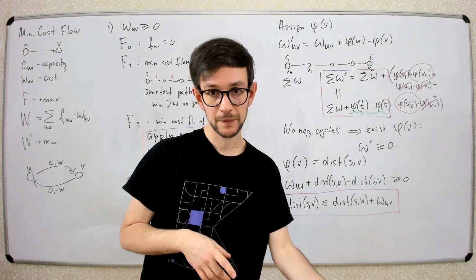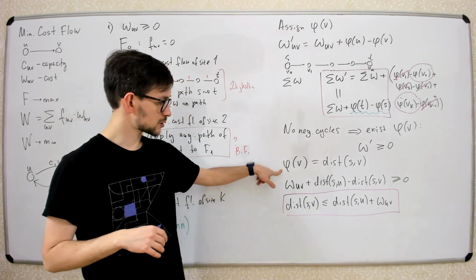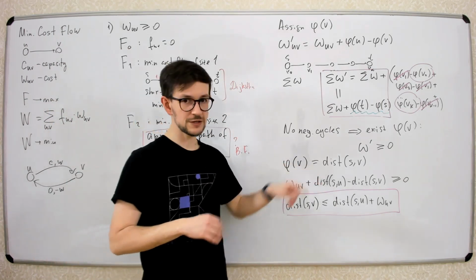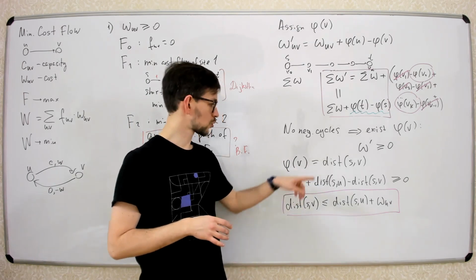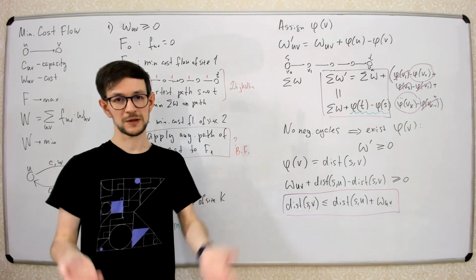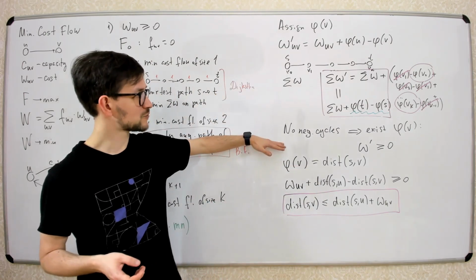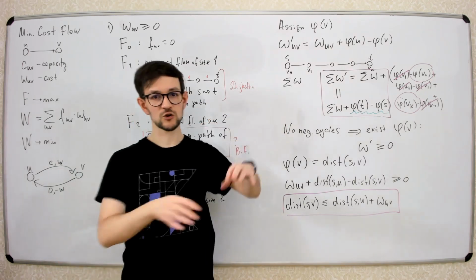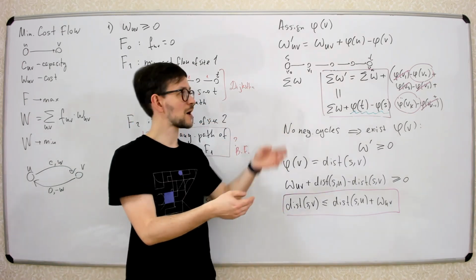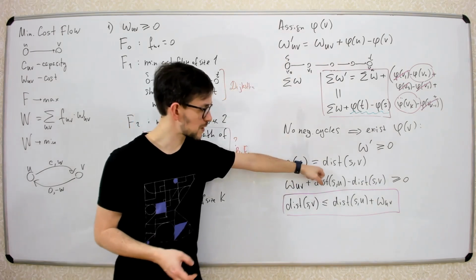But what's the problem here? The problem is that to find these potentials, I need to calculate the distances. And to calculate the distances in a graph with negative edges, I still need to run the Ford-Bellman algorithm. So basically what I'm doing here, I'm trying to get rid of the Ford-Bellman algorithm by finding these potentials. But to find these potentials, I need to run the Ford-Bellman algorithm here.